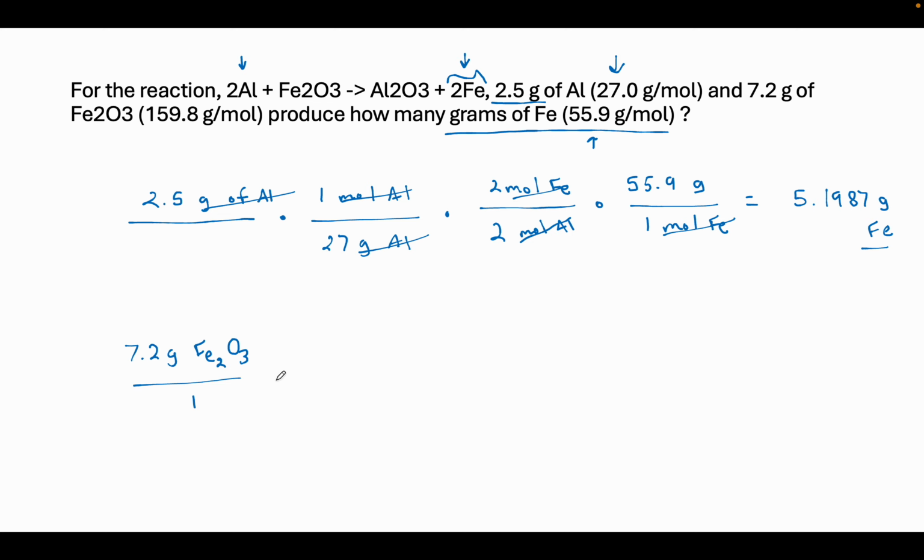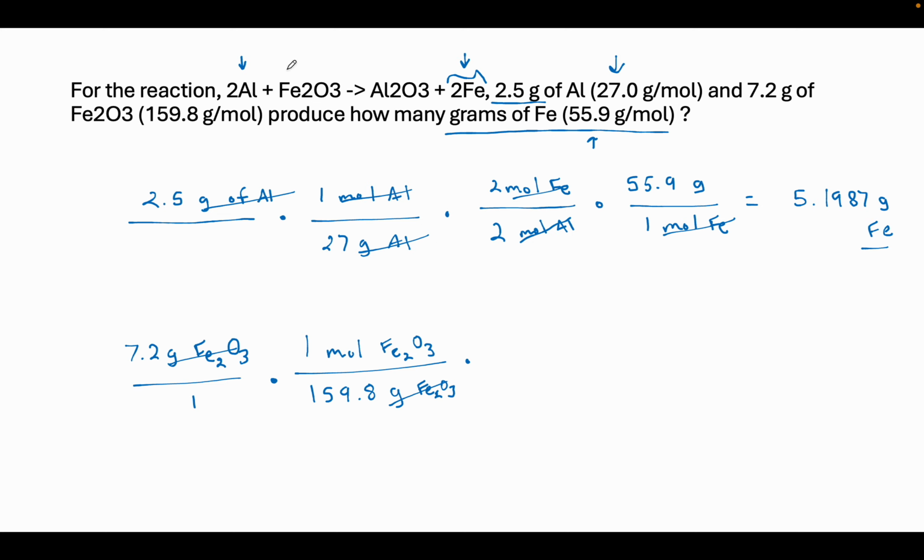Now, hopefully you paused the video to try to do it on your own. We got to go 7.2 grams Fe2O3. They give us Fe2O3 weighs 159.8 grams per mole. So 159.8 grams, 1 mole. We'll do Fe2O3. Grams cancel out grams. Now we're at moles. And we can go from mole of Fe2O3 to mole of Fe.